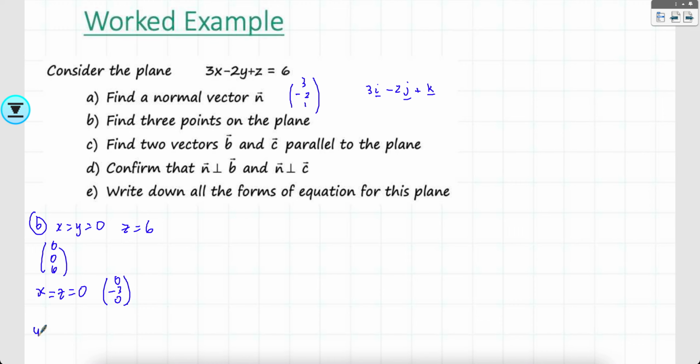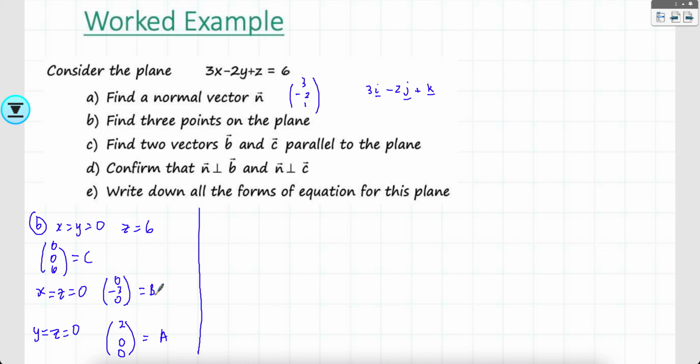And then if I make y and z 0, so basically you're just substituting here, it will give you 3x equals 6, and then you solve it. You get 2, 0, 0. So since this is x, I can call this point A, and since this is y, I can call this point B, and since this is z, I can call this point C. So I have 3 non-collinear points on the plane here.